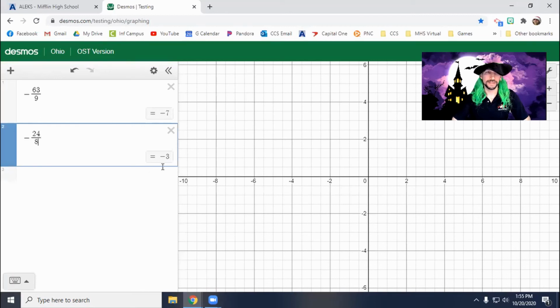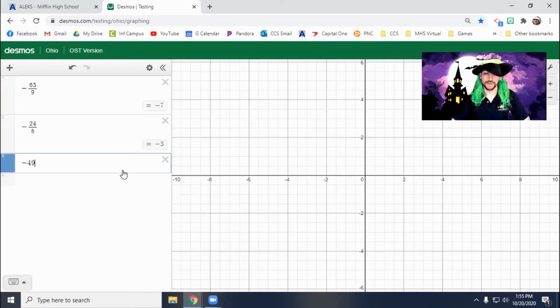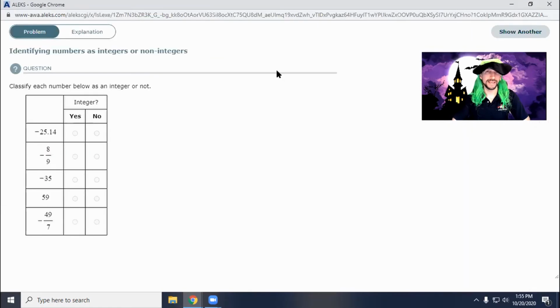So in Desmos, negative 49 over 7. We see that is equal to negative 7, so that is an integer. We would mark yes, an integer, yes, an integer. Because this simplifies to a number without a fraction or decimal, yes, this is an integer. And then these contain a decimal, so not an integer. This is a fraction that cannot simplify to a number without a fraction, not an integer.